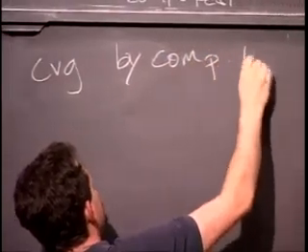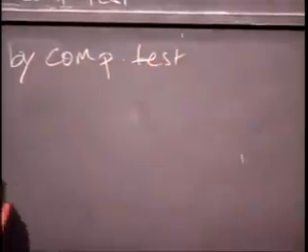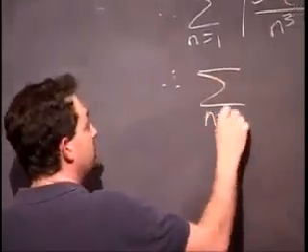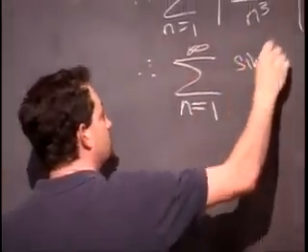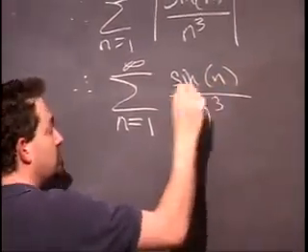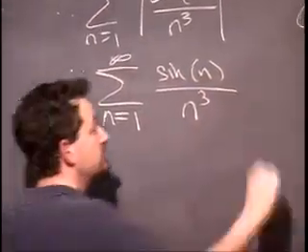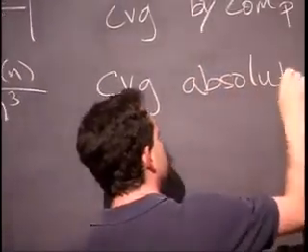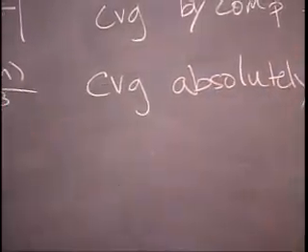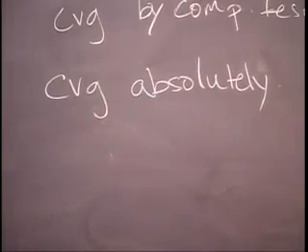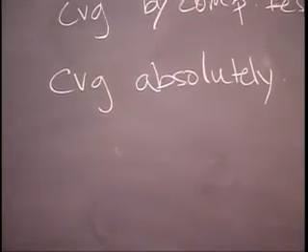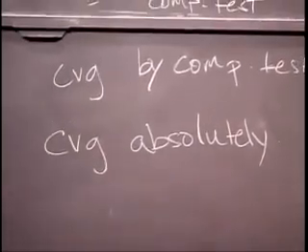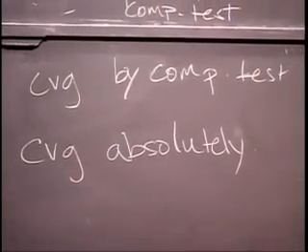It's smaller than something that also converges. Therefore, the original series not only converges, it converges absolutely. And implicit in that statement is the notion that it actually converges, and that is by the absolute convergence test. So we have this special terminology for converges absolutely.